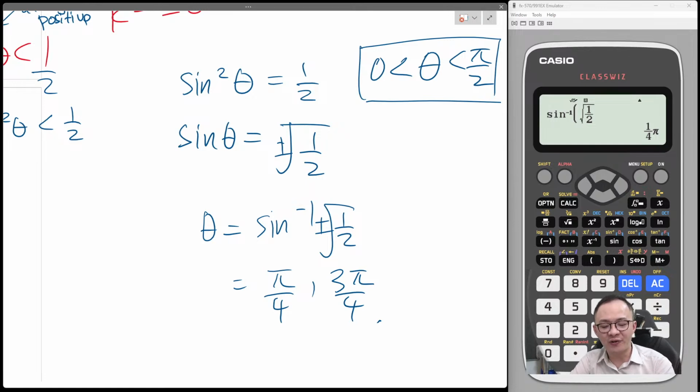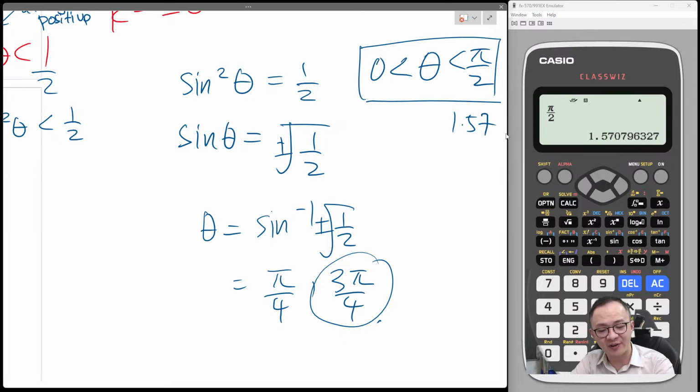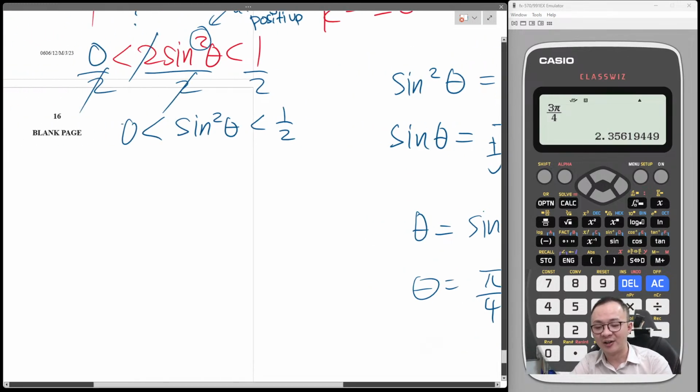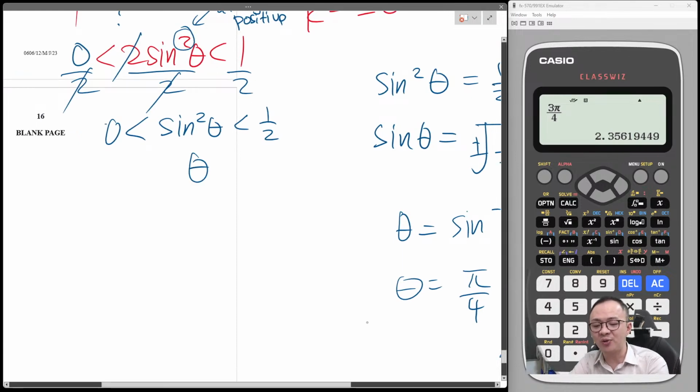But 3 pi over 4, I believe this value is more than pi over 2 already. Because pi over 2 is like 1.57. But 3 pi over 4 is 2.36. So it's go beyond already, right? So this value will cancel. So therefore, you only have one value for theta. So therefore, if I change this one to theta, here will be pi over 4.